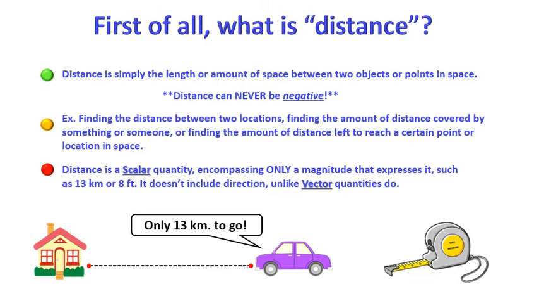Examples of the uses of distance include finding the distance between two locations, finding the amount of distance covered by something or someone, or finding the amount of distance left to reach a certain point or location in space. Distance is a scalar quantity, encompassing only a magnitude that expresses it, such as 13 kilometers or 8 feet. It doesn't include direction, unlike vector quantities do.